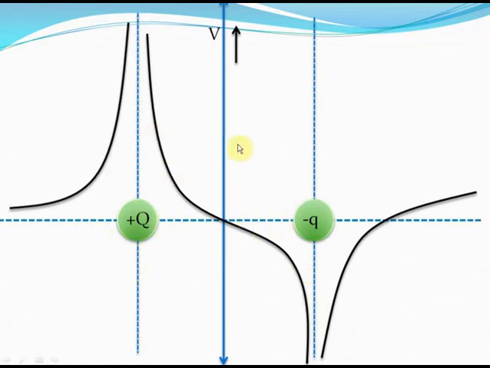At this particular point, the electric potential will be positive because of this positive charge. You see, the electric potential near the positive charge is positive, the electric potential near the negative charge is negative because the influence of the negative charge is more in that area. So just try to visualize what will happen and you'll get the answer.